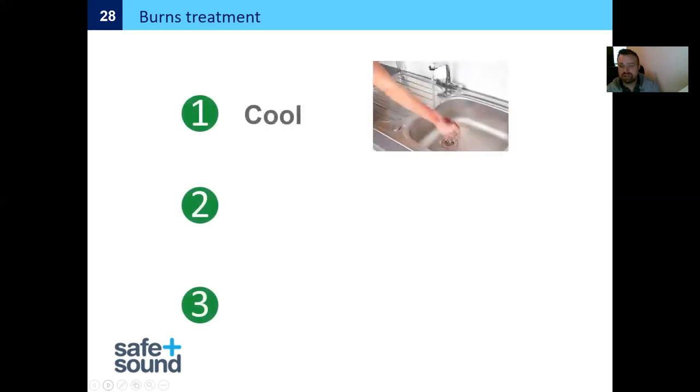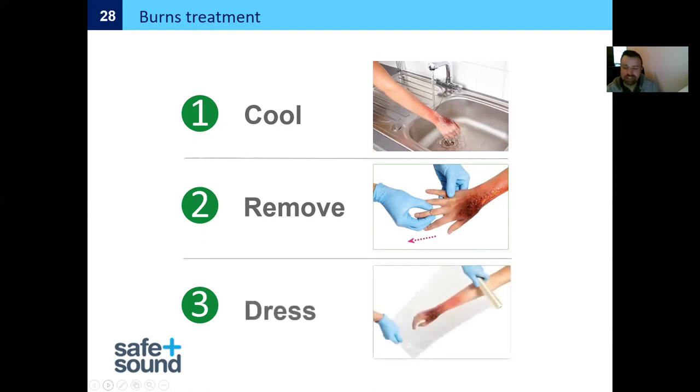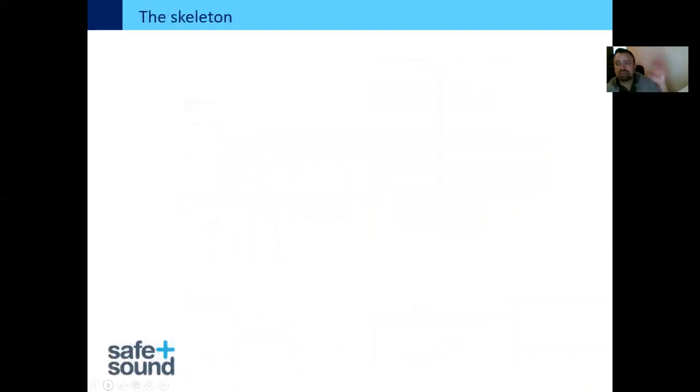So treatments of burns, cool the injury down, remove any items that you can, if you can remove them. If you can't, obviously leave it, and then you can dress the burn. So think about infection control. So lightly wrap it in cling film, but allow for the swelling.